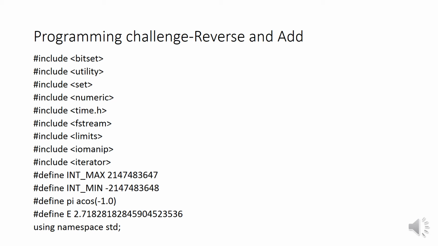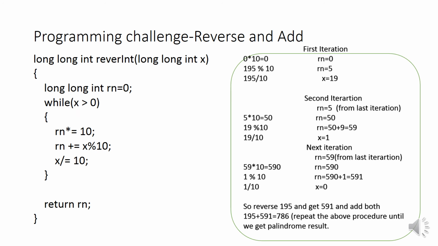So here we also define a number of values. You have to check whether that is compulsory or not at the time of implementation. But the last statement, using namespace std, must be in your program.